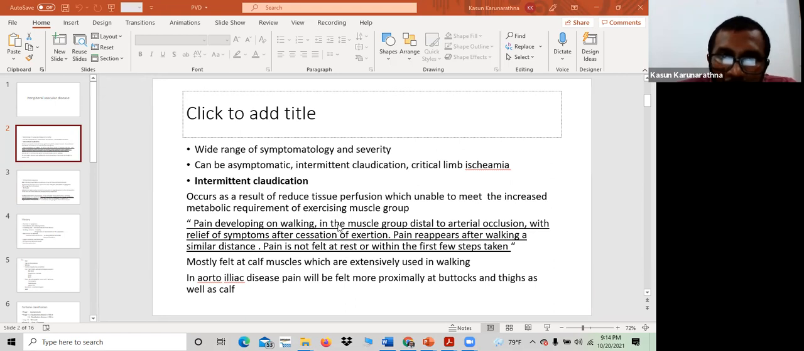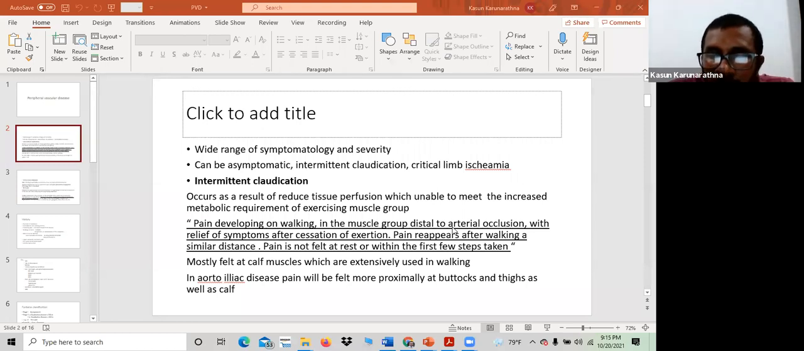Then the pain arises in the muscle group distal to the arterial occlusion, with relief of symptoms after cessation of exertion. Once you terminate the exertion, demand will gradually come down. Then even despite the artery occlusion, this artery system may be able to supply the demand once demand gradually comes down. So with rest, this ischemia will be eliminated. The patient will get relief from the pain, right? That is what happens on rest. Pain again reappears after walking a similar distance. That is the claudication distance, right?